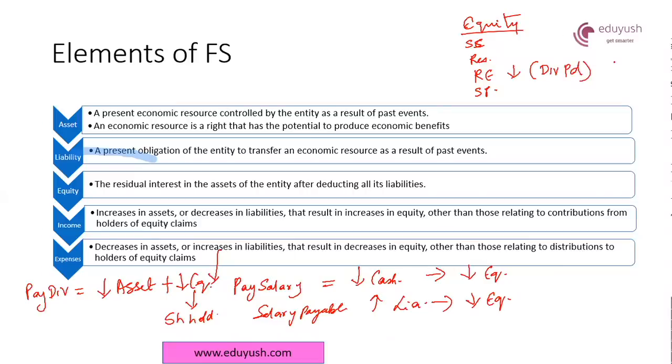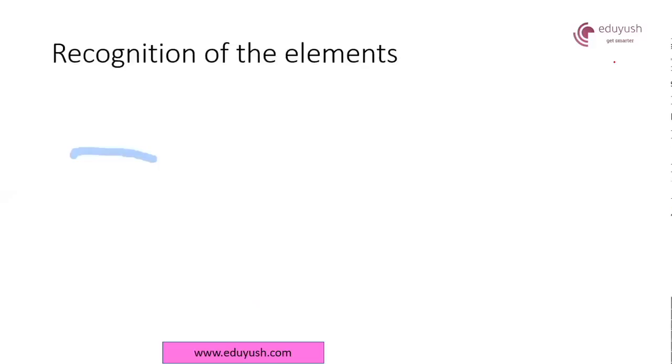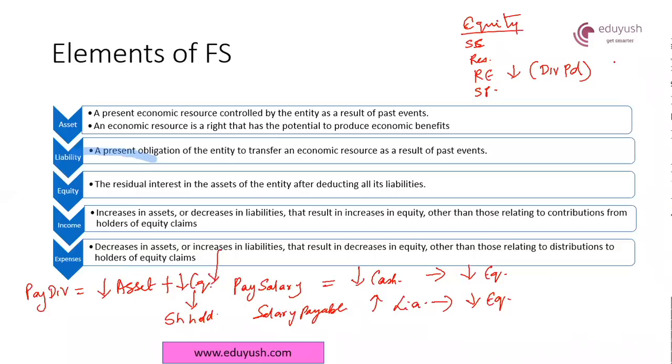Ma'am, what exactly is meant by residual interest in the equity? Where is residual? In the equity. Residual means leftover, asset minus liability. Interest in the asset after deducting liability. Asset minus liability is equity. That is the meaning of the sentence. Okay, equity is equal to asset minus liability.